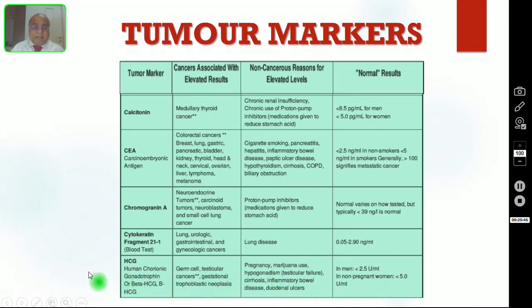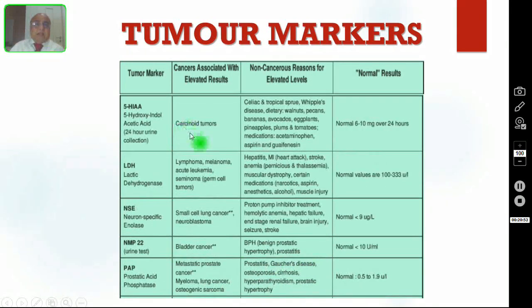So that is it, but all these things are not specific to one cancer alone. The next tumor marker is 5-hydroxyindole acetic acid. This is a 24-hour urine test. You have to collect 24-hour urine, and then you have to test the 5-hydroxyindole acetic acid in the urine. So this is elevated in carcinoid tumors.